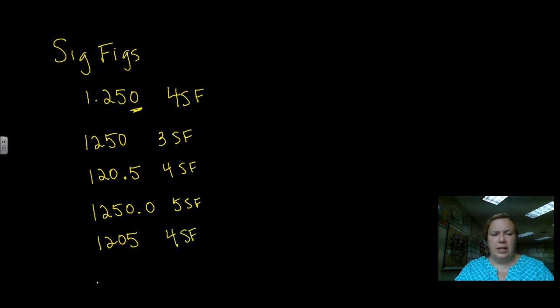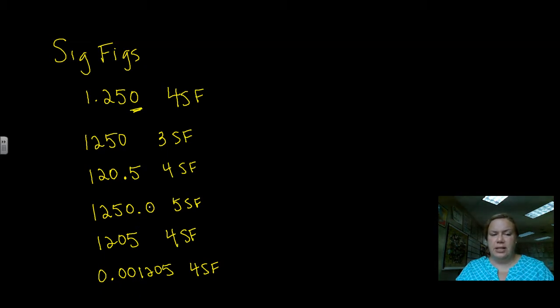If you have something like a starting zero, say you have 0.001205, these two zeros are not significant because they're simply placeholders. So we still have 4 sig figs here. So we would consider this to be 4 sig figs. So again, sandwich zeros are always significant. Placeholder zeros, the ones that set it up at the beginning, are not significant.